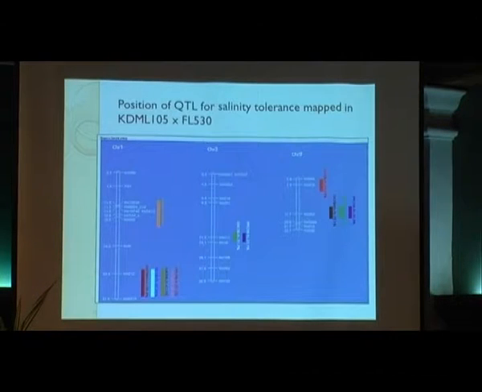Originally we worked here in Rice Gene Discovery on salinity tolerance as well, using the KDML105 and FL530 cross, and the person working on this population was able to map salt injury score in chromosome 1, chromosome 3, and chromosome 9. Using this as a reference, we also mapped the salt injury score back to the CSS population.